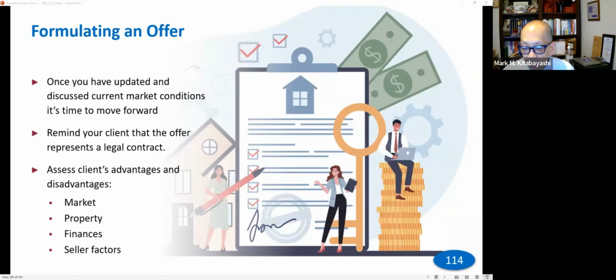Assess clients' advantages and disadvantages, right? We talk about the market condition, the property, finances. Always in the United States, a cash offer is better than borrowing the money, because if you do a cash offer, you don't have to have an appraisal or the bank go out and evaluate the property. And seller factors as well. What kind of situation is the seller in? All these come into formulating an offer.